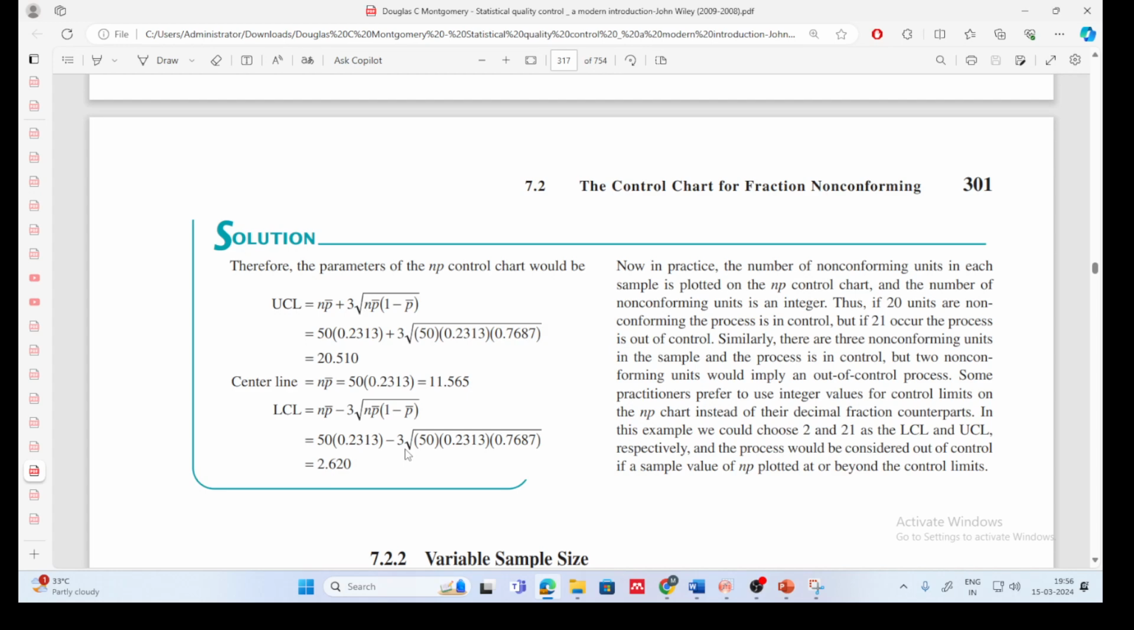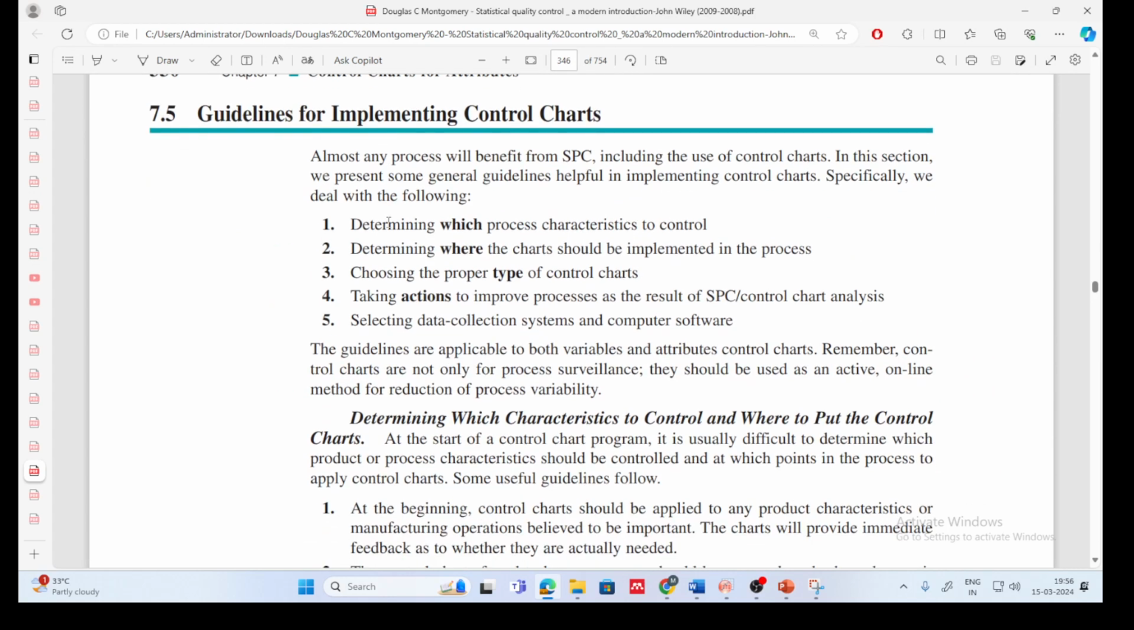Then we have the C chart and U chart, and I will tell you which one we can apply. That one is 346. The guideline for implementing the control chart: in statistical process control, we have to determine which process characteristic to control. Then determine where the chart should be implemented in the process. We have to see the problem statement, which process characteristic to control and where we have to apply it. Then choose the proper type of control chart.